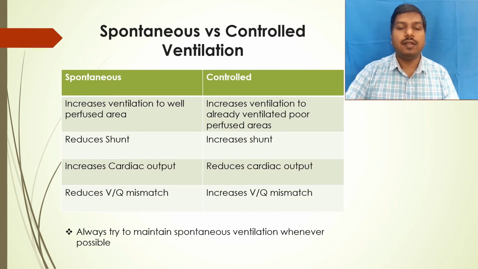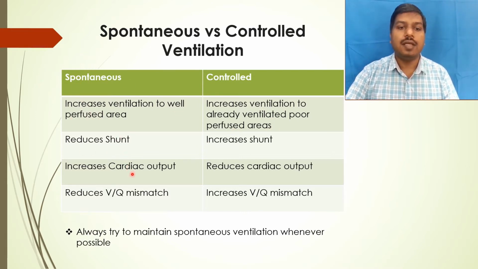So what is the difference between spontaneous ventilation and controlled ventilation? In spontaneous ventilation, there is an increase in ventilation to well-perfused areas of the lung, whereas controlled ventilation increases the ventilation to already ventilated, poorly perfused areas of the lung, so that it increases the shunt fraction, whereas spontaneous respiration reduces the shunt fraction.